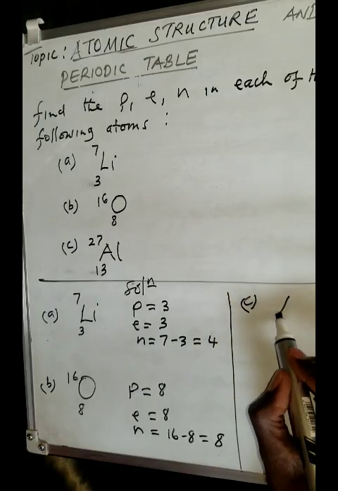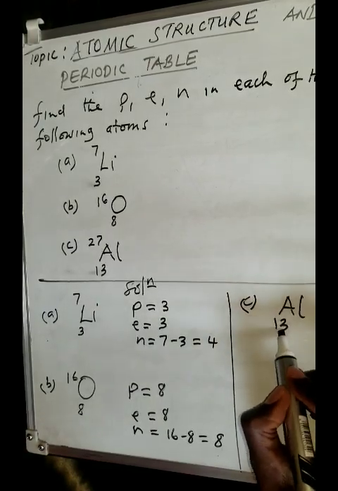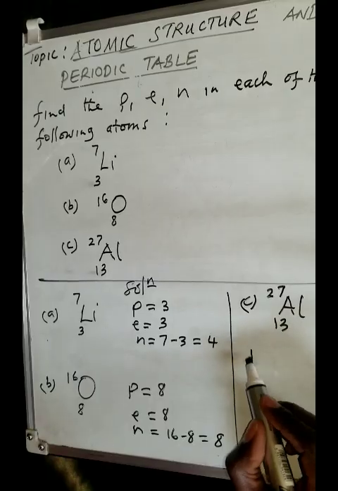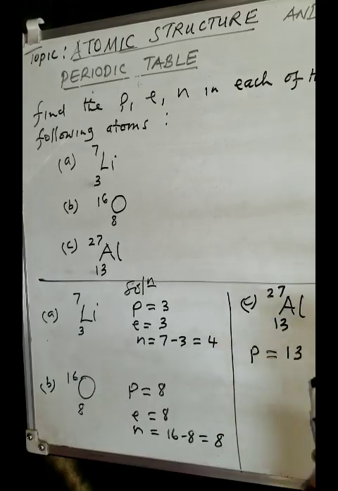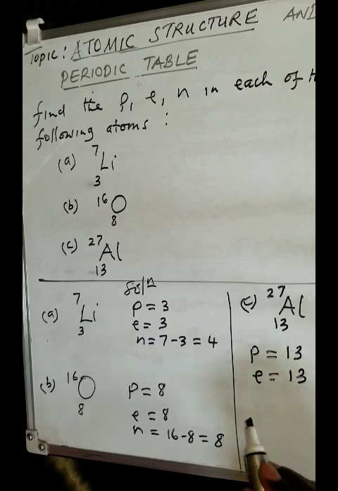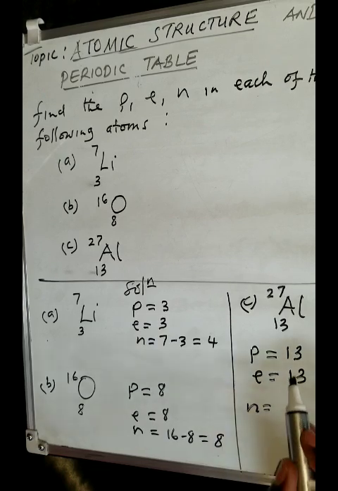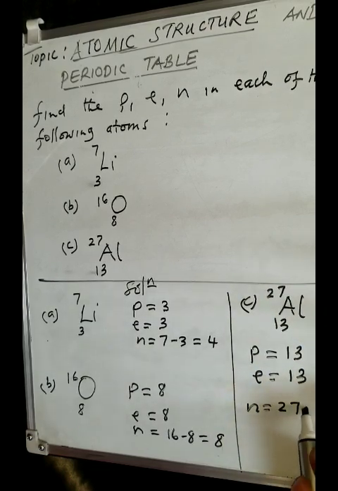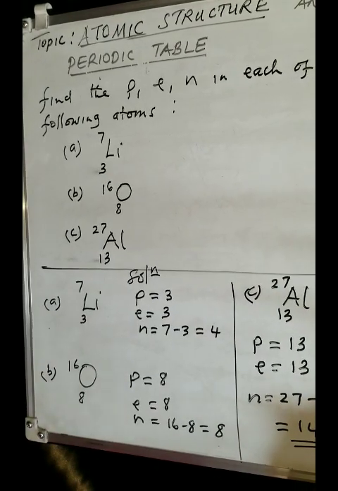Then C, aluminium. For aluminium, 13 and 27. How many protons are there? 13. How many electrons are you able to identify? You are right, it should be 13. How do I get the number of neutrons? You simply get 27 minus 13, and that is going to give you 14. So this is the way you can actually do it.